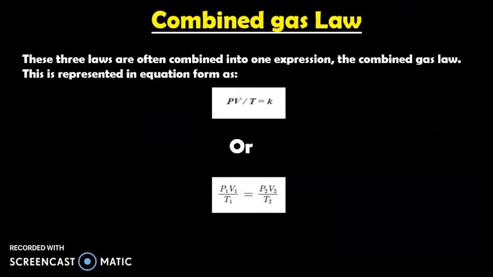So lastly, we have the combined gas law. These 3 laws are often combined into one expression, and the combined gas law is represented as this: PV over T equals K, where K is constant. And you can also write it this way.